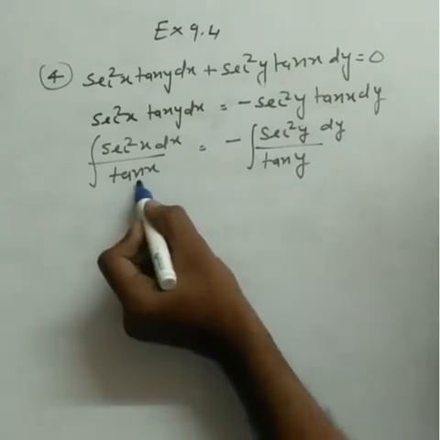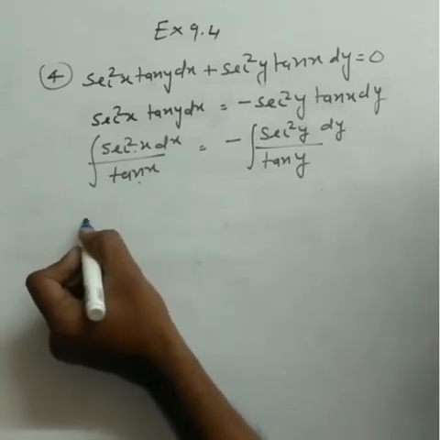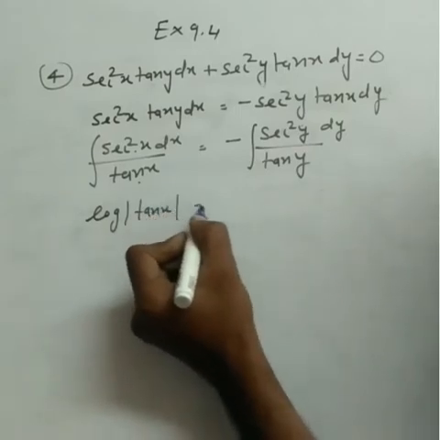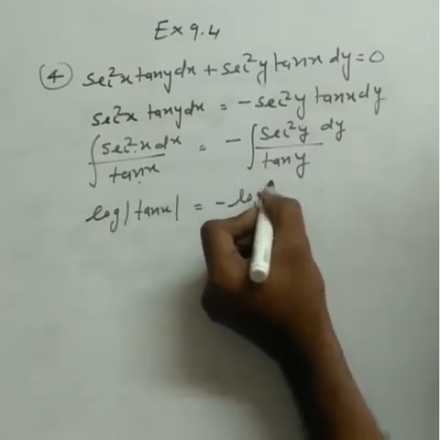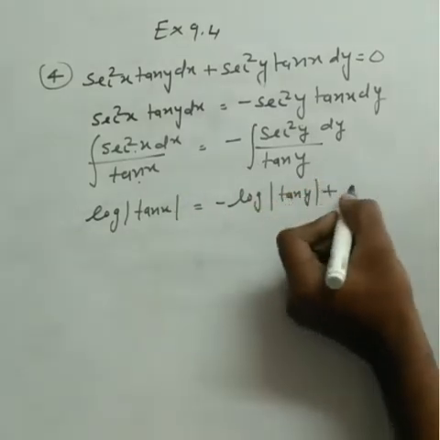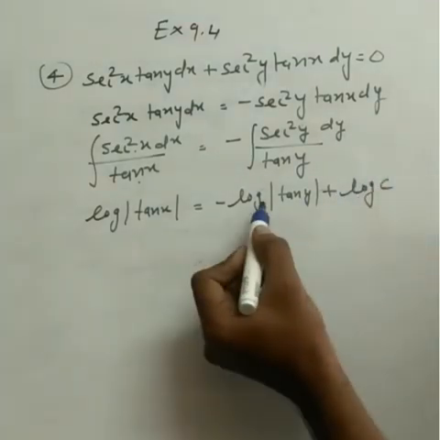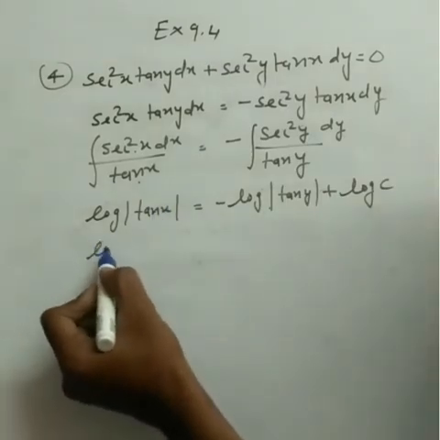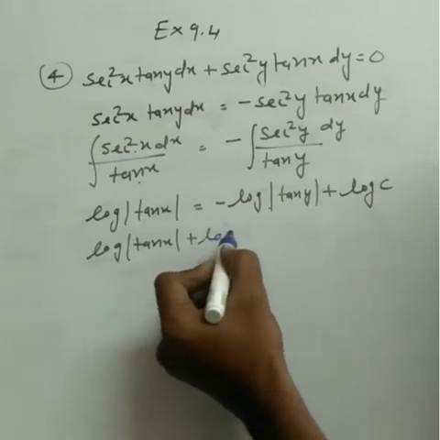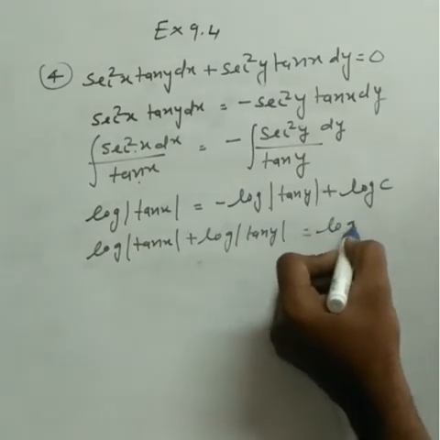If we take this term as t, it becomes dt. So dt upon t is log t. The integration will be log of tan x minus log of tan y. Since both are in terms of log, I am writing the constant also in the form of log c. Now shift this term on this side. Log of tan x plus log of tan y equal to log of c.